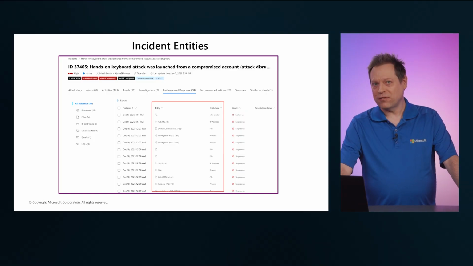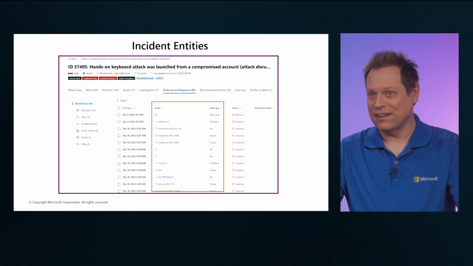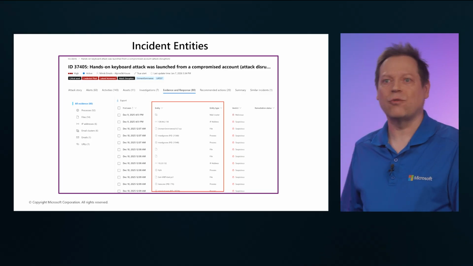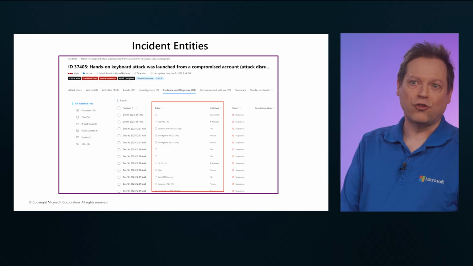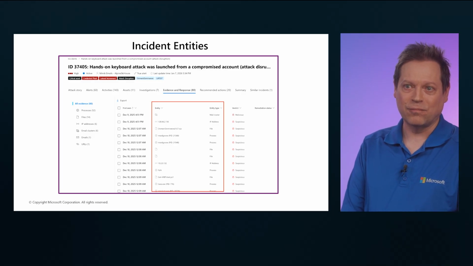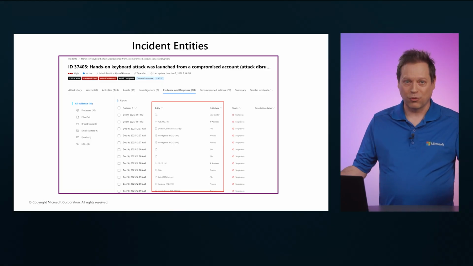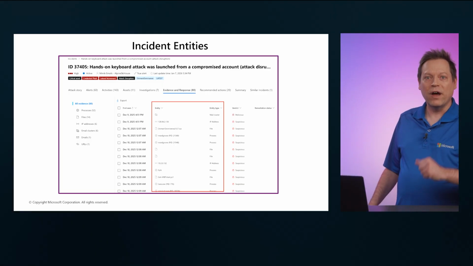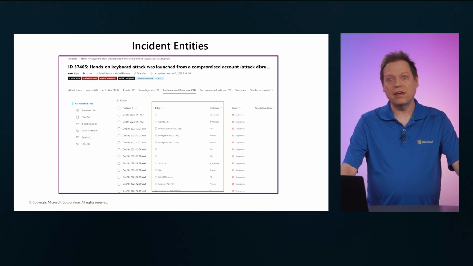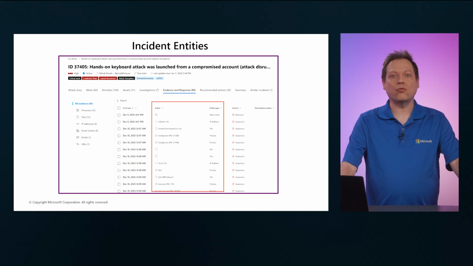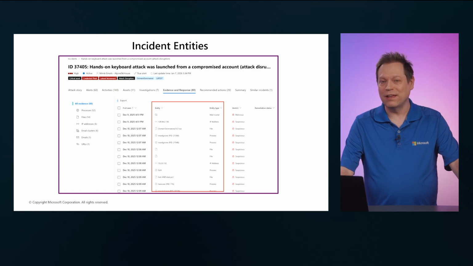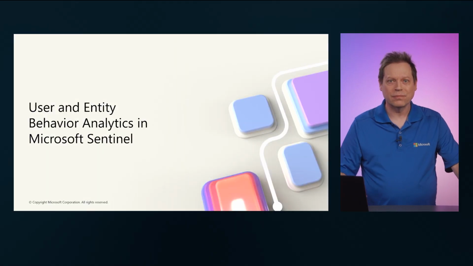Here we focus specifically on incident entities, the set of users, devices, IP addresses, and other assets that are connected to the incident. Reviewing entities early helps you understand the scope quickly: what was affected, what might be compromised, and which relationship you should investigate first.